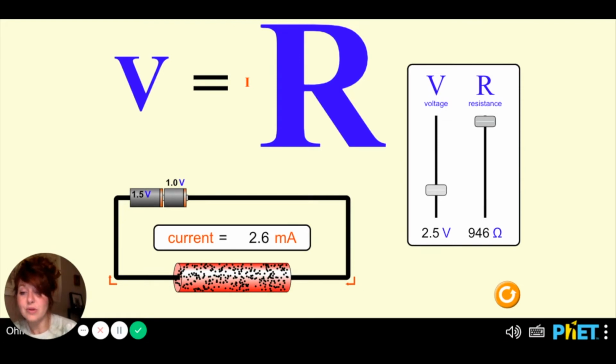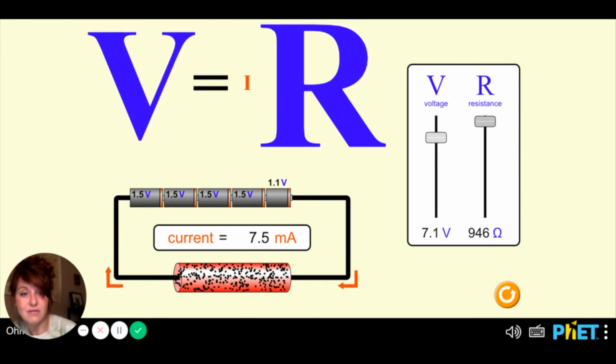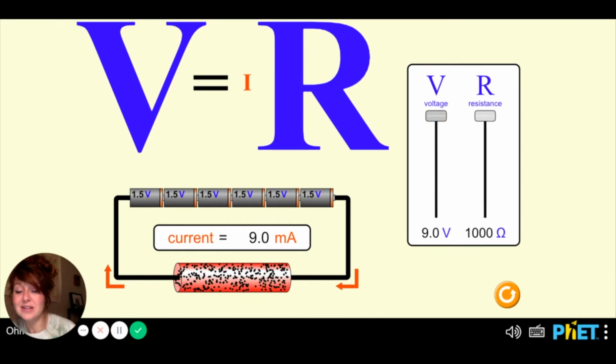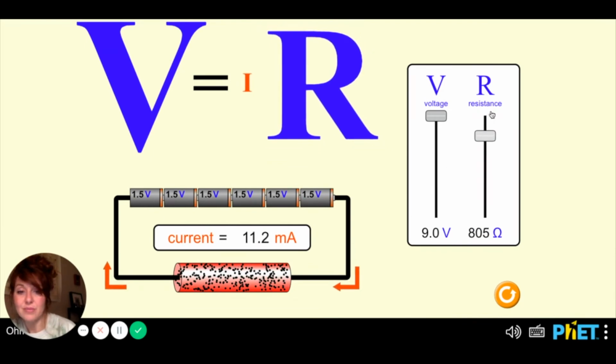So the question that we solved together was 9 volts. In this case, it's showing it as 6 1.5 volt batteries. And we actually know the current in our equation, but not the resistance. You can't actually change the current in this simulator, but you can alter the resistance so that you get the current that you desire, and then you can look and see what your current is. So if I start really high, so I have a really big resistance, my current's going to be pretty small, 9 milliamps.